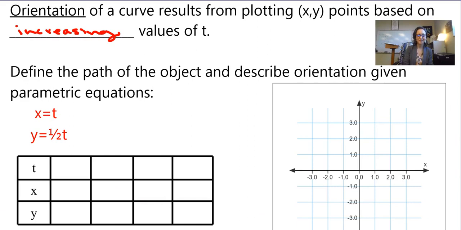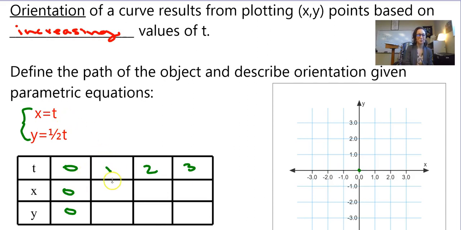So it says that we need increasing values of t. Typically, we only deal with positive time values. So what I'm going to do is let t go from 0 to 3, increasing in integers. And then all I'm going to do is plug these t values into this set of equations here. So when t is 0, what is x? X is 0. And what is y? Y is 1/2 times 0, which is 0. So I'm going to start by plotting that point. So 0, 0.